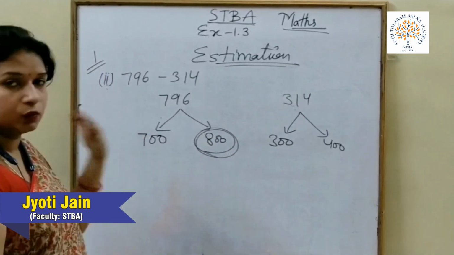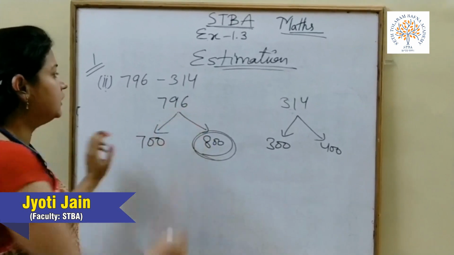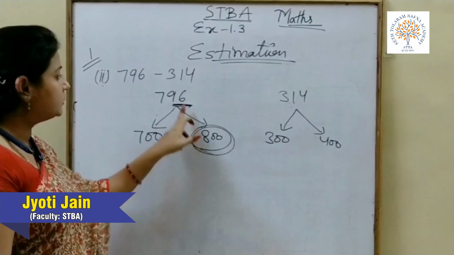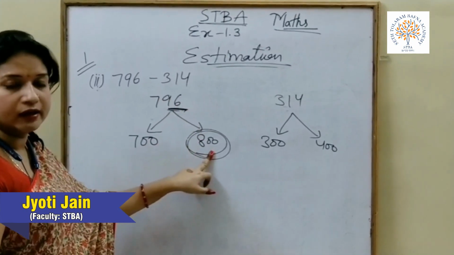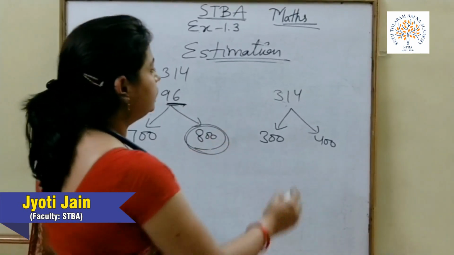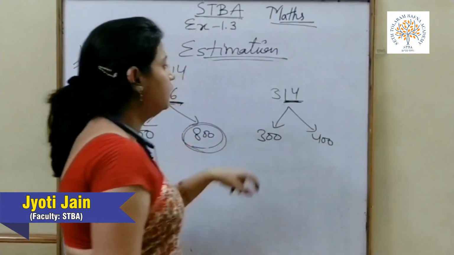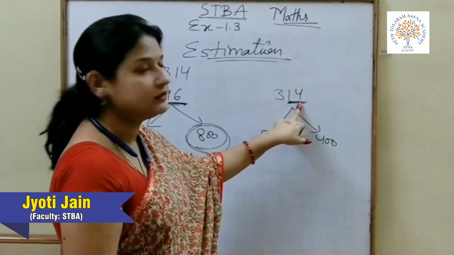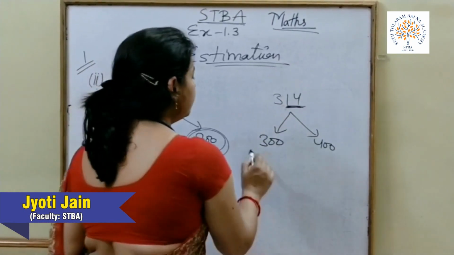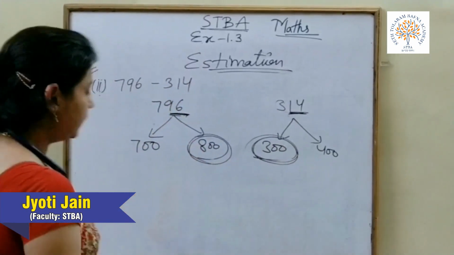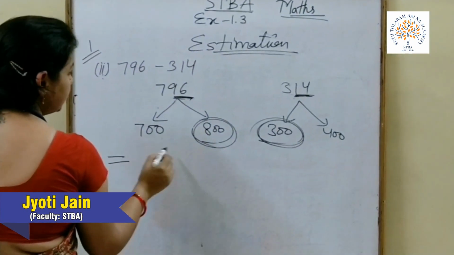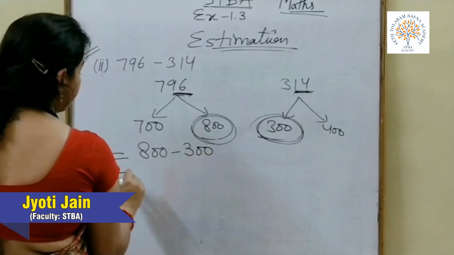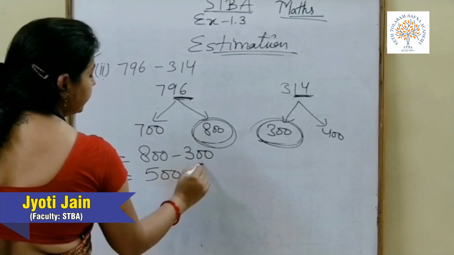Why? Because again the rule is the same. The last two digits here are 96, and 96 is greater than 50. That's why 796 will be converted as 800. And here the last two digits are 14, and 14 is less than 50. So it will be converted into 300. So we will replace them. The estimated value we are writing here will be 800 minus 300, and this will be 500.